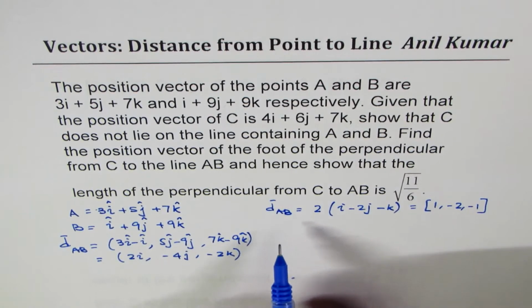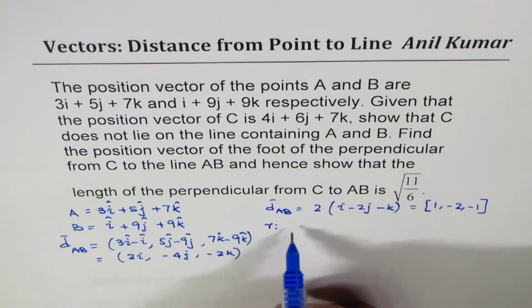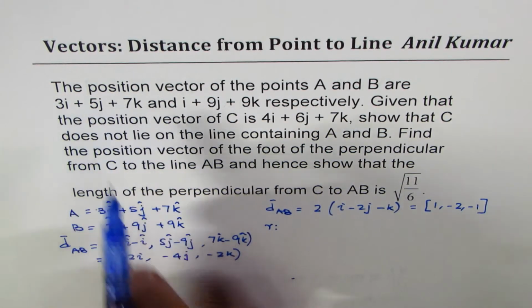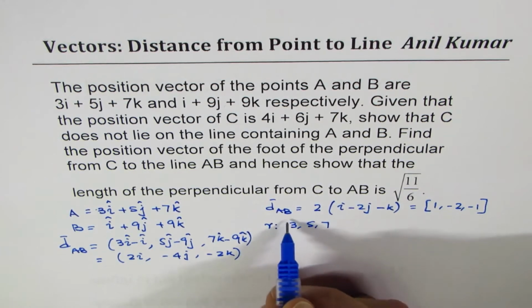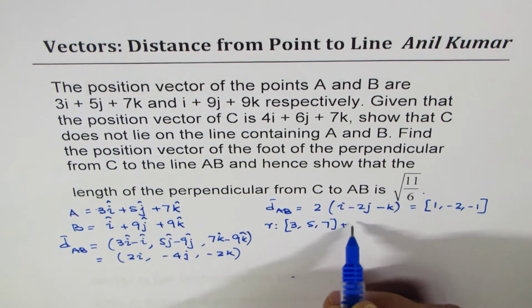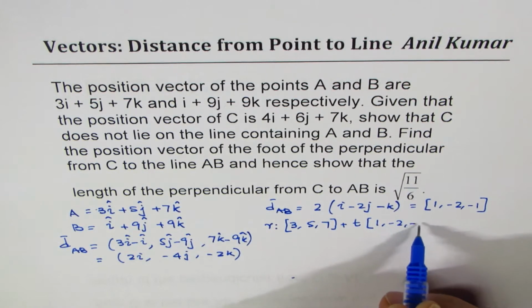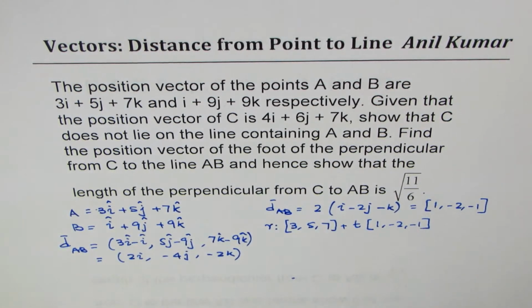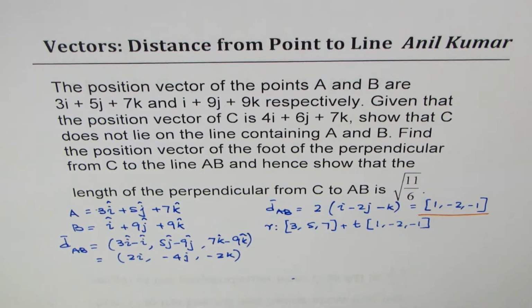Correct? We could write the equation of this line in vector form as r equals any given point, for example the first point, 3, 5, 7, plus t times the direction vector 1, minus 2, minus 1. Anyway, what we have found here is the direction vector for AB, which is 1, minus 2, minus 1.